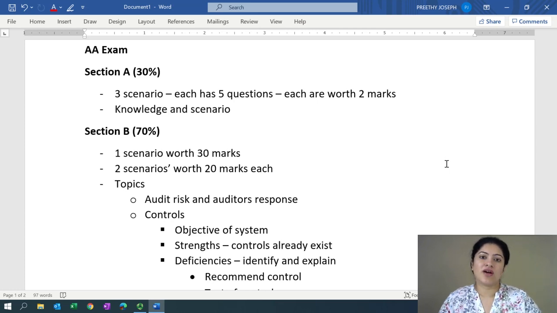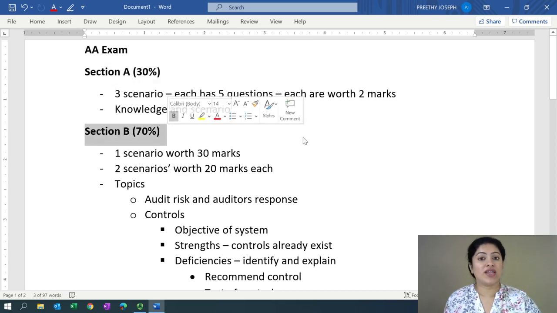AA is slightly different compared to any other fundamental papers because the AA paper has only two sections: section A and section B. Whereas in all the other fundamental levels, like PM, tax, FR, FM, you'll see three sections, A, B, and C. What you see in sections B and C of the other papers is what we have in sections A and B. So you don't have the small MCQ questions in our paper.